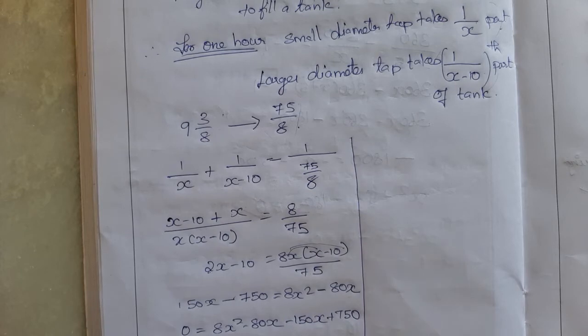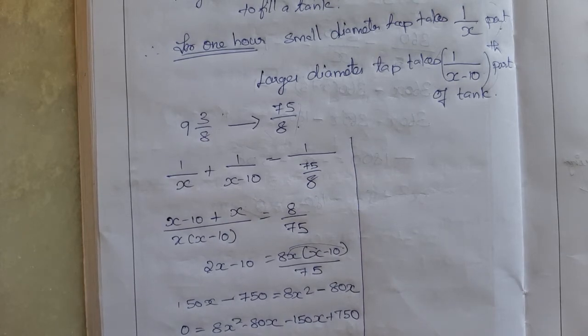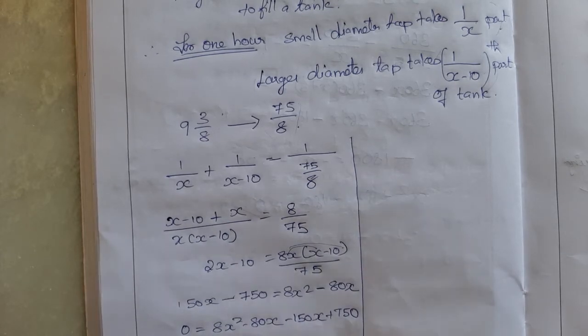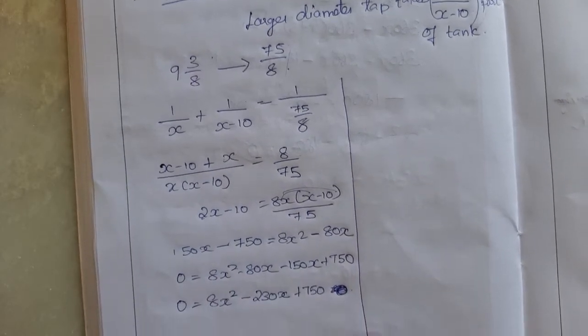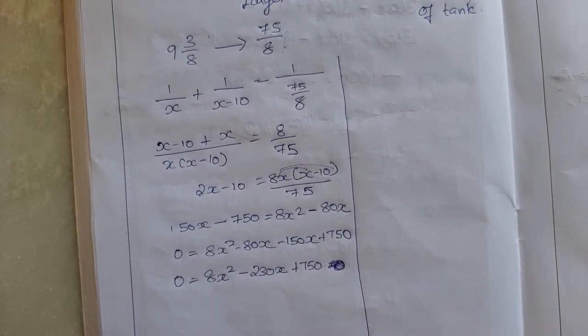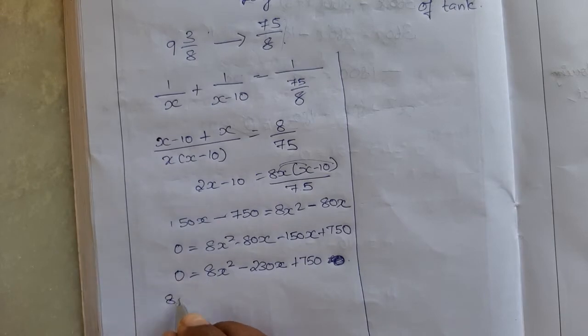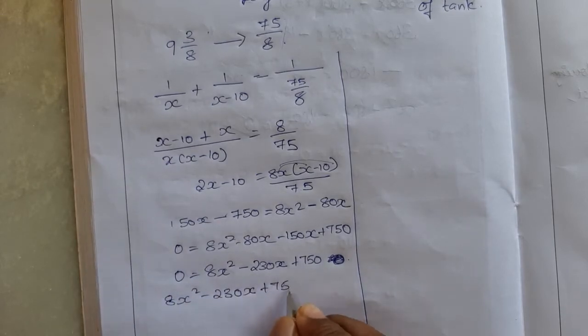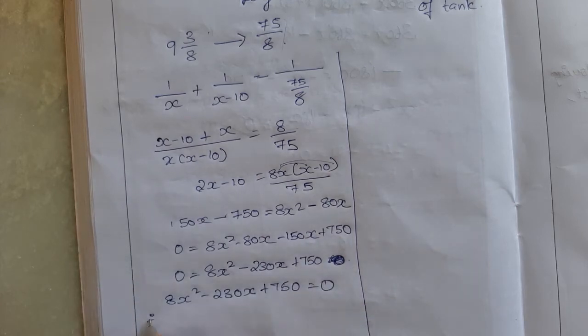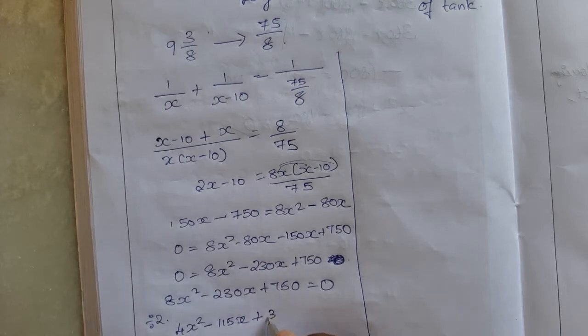So everything we can divide by 2, right? So let me cancel this. So now you can see, right? So this we can write as 8x square minus 230x plus 750 is equal to 0. Now everything is divisible by 2. So it will become 4x square minus 115x plus half of the 750, which is 375, is equal to 0.